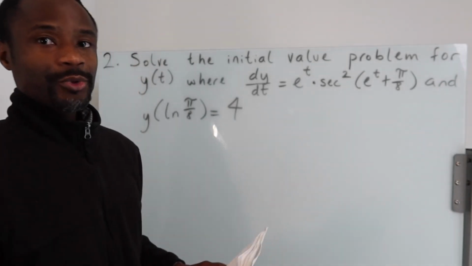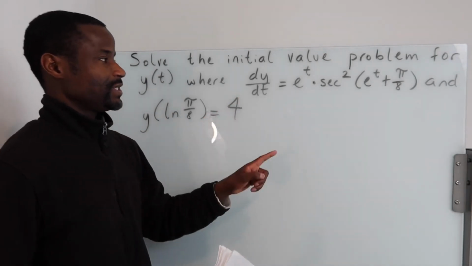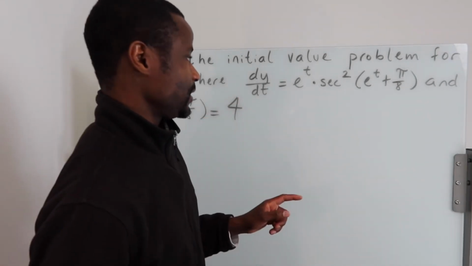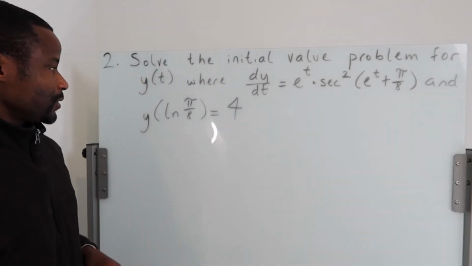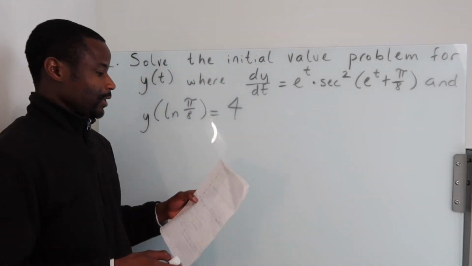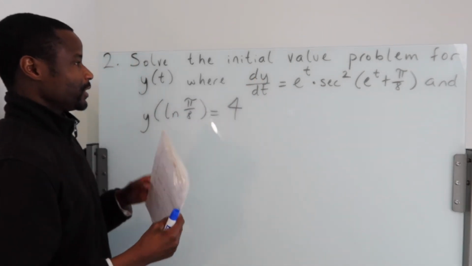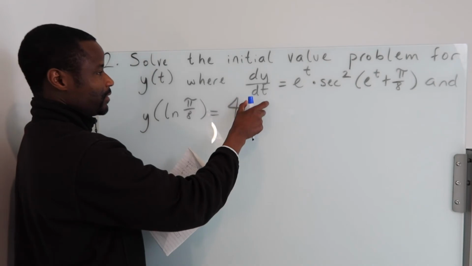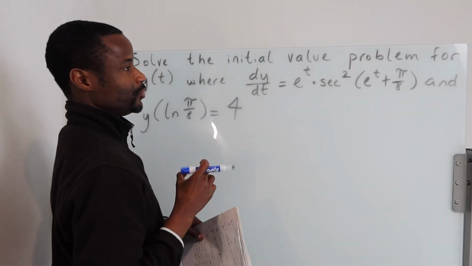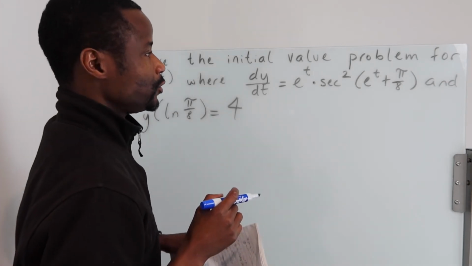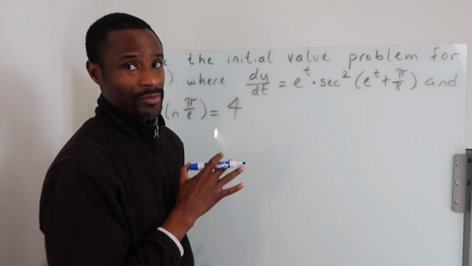That's a 0 when you take its derivative, and that's it. We're done. For number 2, we're told to solve the initial value problem for y of t, where dy/dt equals e to the t times secant squared of e to the t plus pi over 8, and y of natural log of pi over 8 equals 4. The only way to find y, if you know its derivative, is to integrate. We're going to have to find the integral of this to find y. The best way to solve this problem is by doing u substitution.